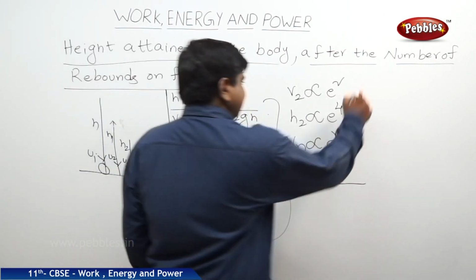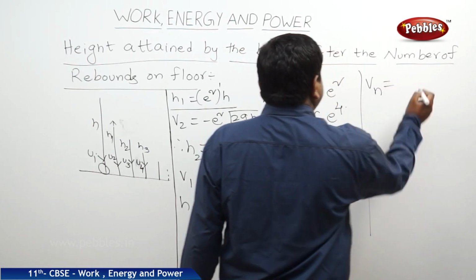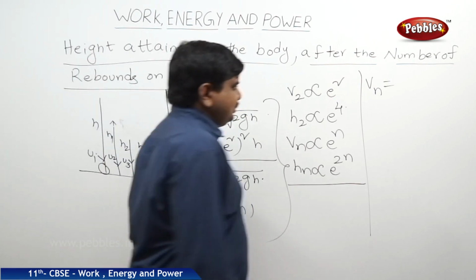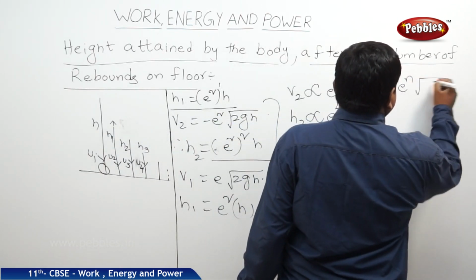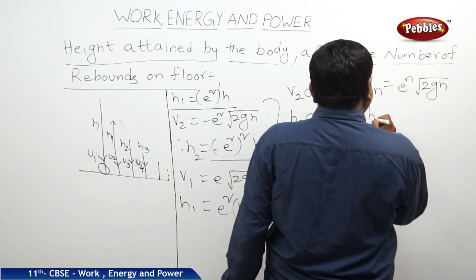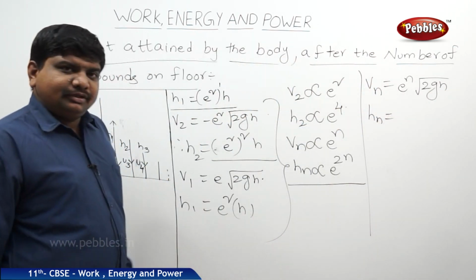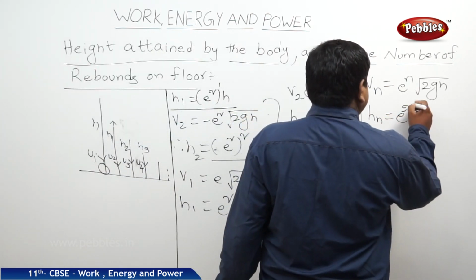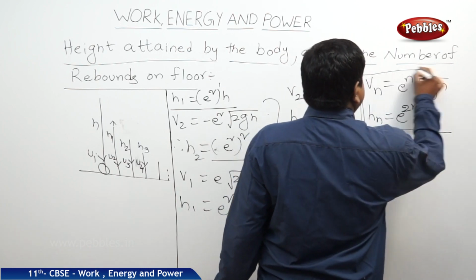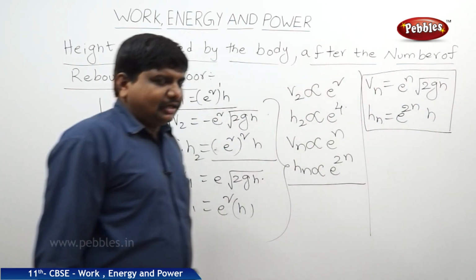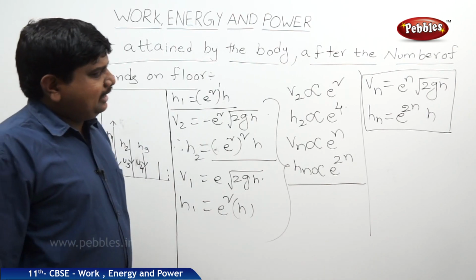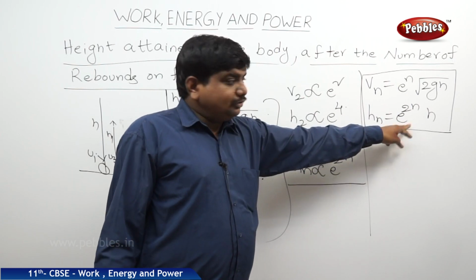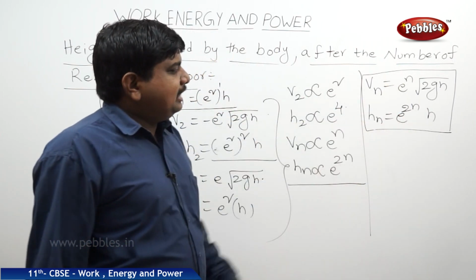So therefore, velocity attained after the n bounces is equal to e power n into root 2gh. Height attained after the n bounces is equal to e power 2n into h. These two expressions are very important for our normal CBSE syllabus and any competitive exams. So we can see the proportionality between Vn and e power n, and between hn and e power 2n.